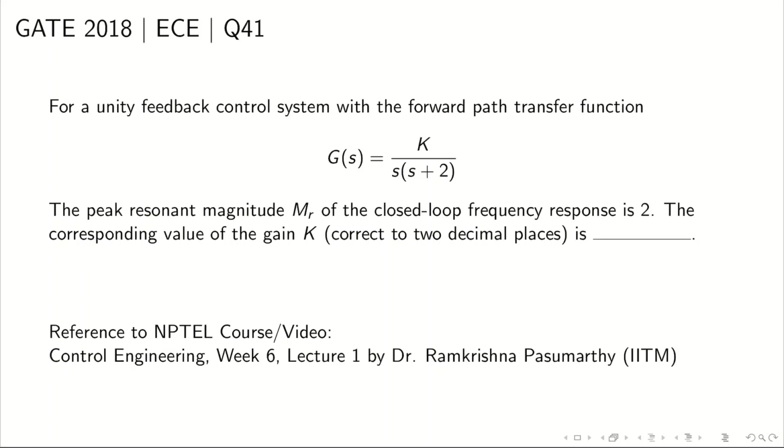In this problem, the forward path transfer function of a unity feedback system is given. It is asked to find the value of K for which the peak resonant magnitude of the closed loop frequency response is 2. The relevant topic has been taught in the control engineering course in week 6 lecture 1 by Dr. Ramakrishna Pasumarthy of IIT Madras.